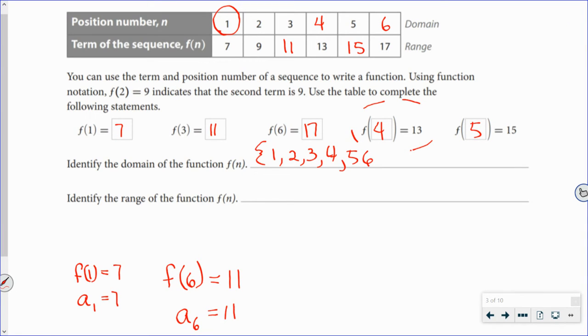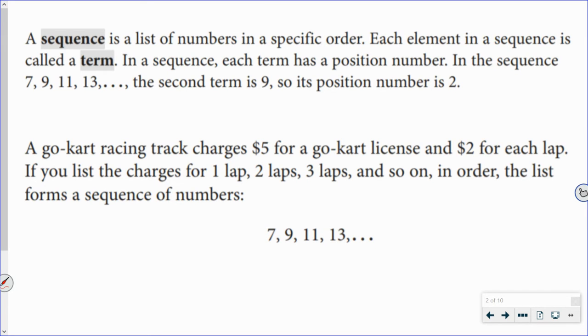Question. Is there any limitation to the number of laps I can ride? No, just keep going. Here's the problem: go-kart racetrack, 5 hours, 1, 2, 3, and so on. Okay? So, we could probably run 100 laps if we could afford it, right?